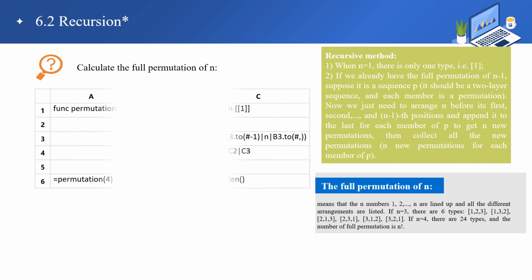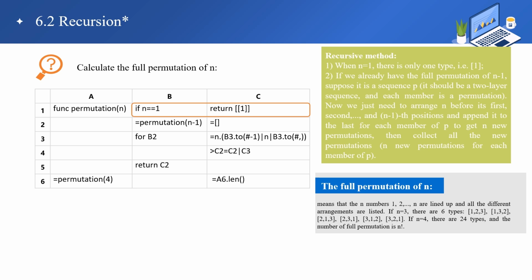Write the code in this way. When A1 is 1, directly return the result, sequence 1, and pay attention to return it as a two-layer sequence. When A1 is larger than 1, first prepare C2 to be an empty sequence to store the results. Recursively call this function to calculate the full permutation of A1-1, and then loop it. For each member, generate A1 new permutations in C3 by arranging A1 before the first, second, until A1-1's positions and appending it to the last, and then concatenate these new permutations after C2. At the end of the loop, C2 stores the full permutation of A1 and returns it.